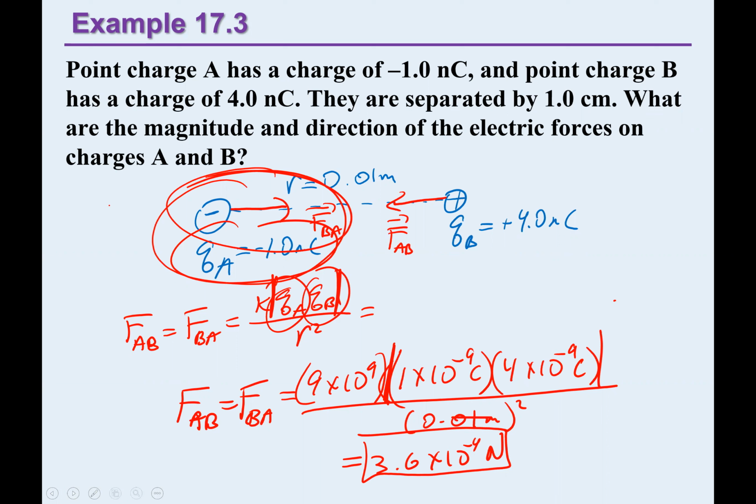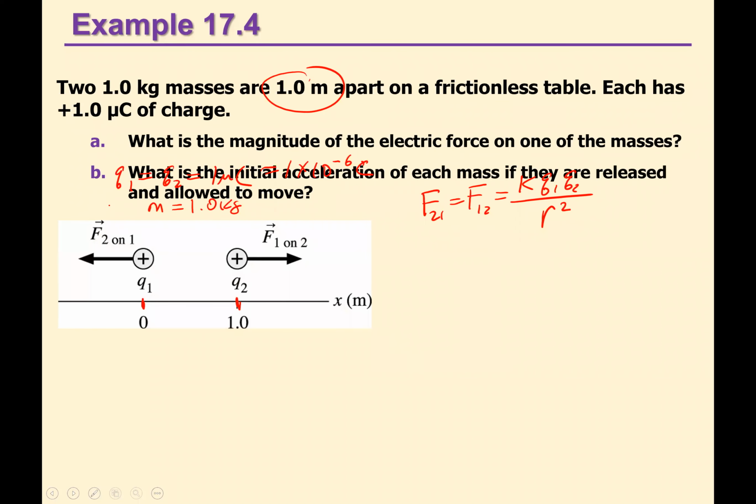This is a negative charge. The other one is positive, so they're attracted. That means the negative charge has to be pulled toward the positive charge. Same thing with the positive charge. The force on the positive charge is toward the negative charge. That means it has to be negative, to the left in this case. All right, so let's continue here.